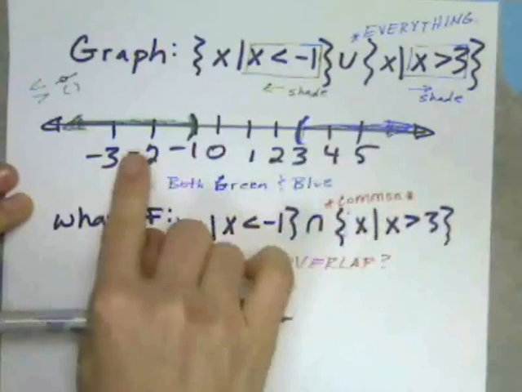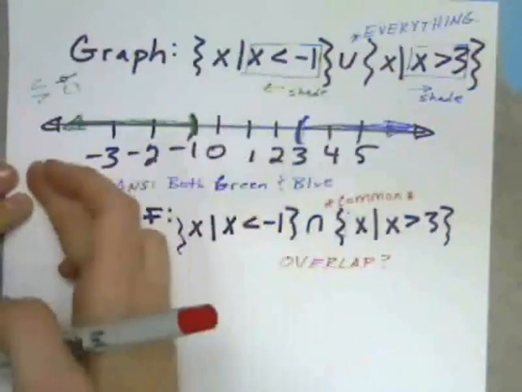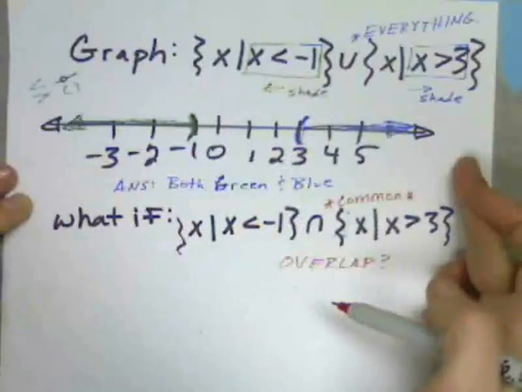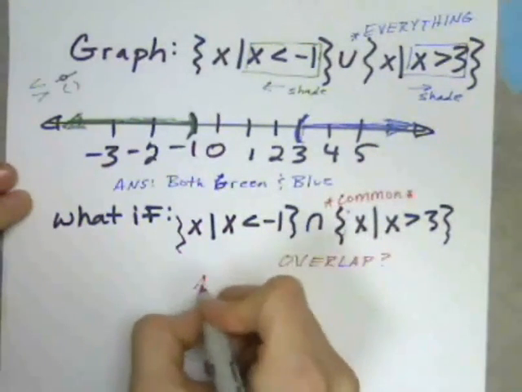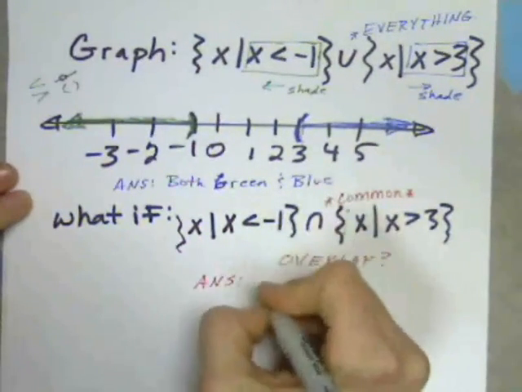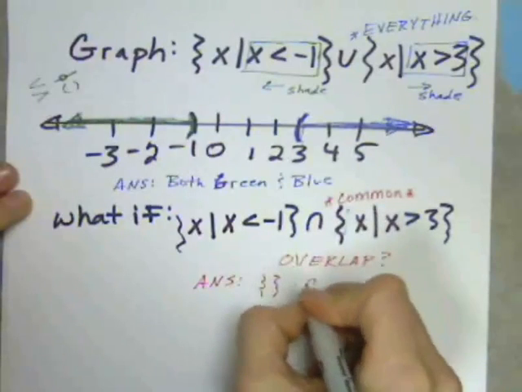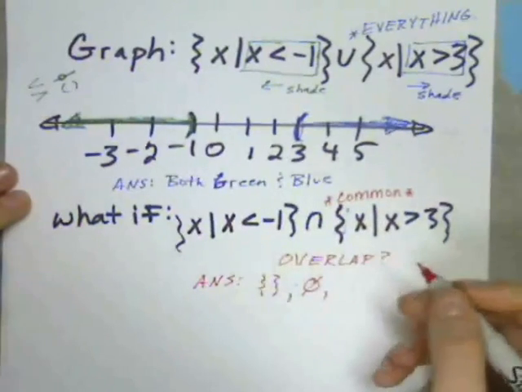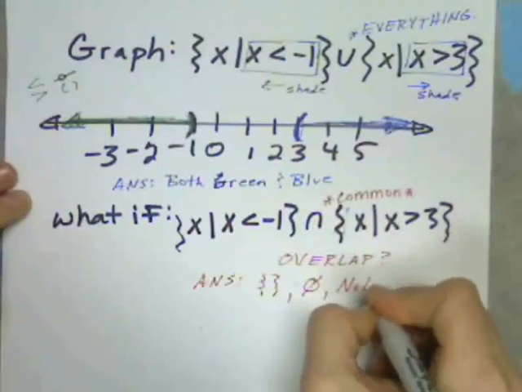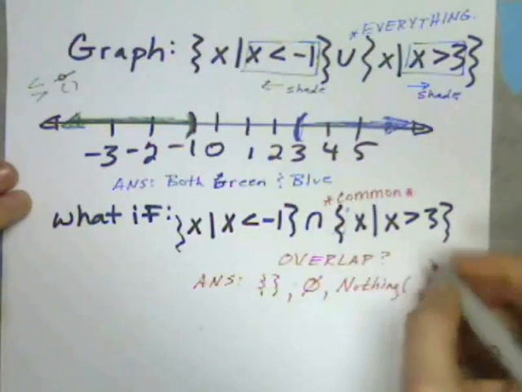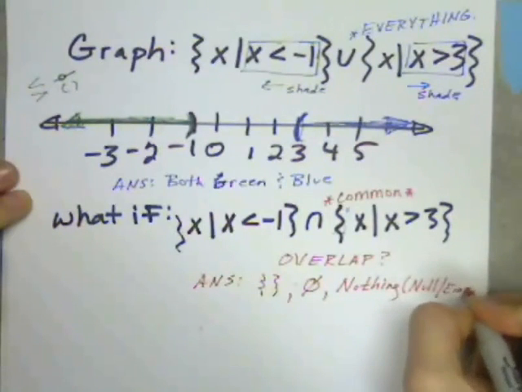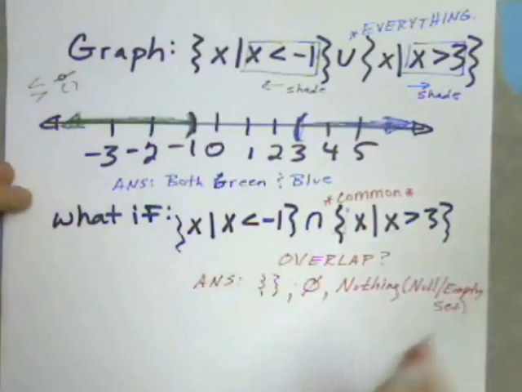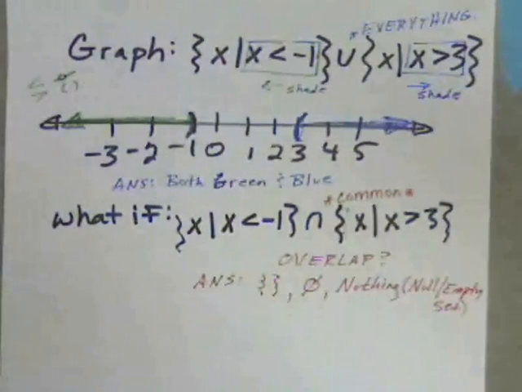Notice, guys, they don't overlap. This one starts way down here and goes, and this one starts up here and goes. There's no overlap. So the answer for this one is either an empty set, or you could put your null, or you could just say nothing. However you want to word it. The idea is there's no pieces, there's no number section on this picture that overlaps.